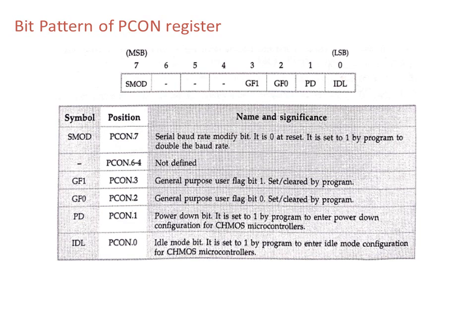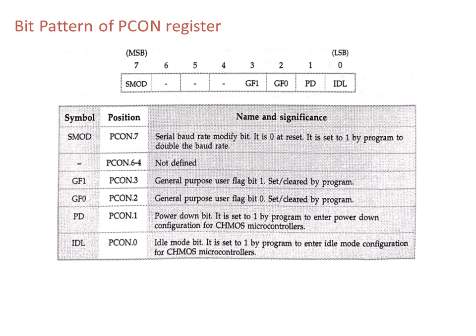The table given here also gives some important information about the PCON register. If we start from the MSB side, the 7th bit is SMOD, the serial baud rate modify bit. It is 0 at reset, and it is set to 1 by the program to double the baud rate. To double the baud rate, we need to set this particular bit to 1. Its position is PCON.7, so this bit can be bit addressed with the representation PCON.7.